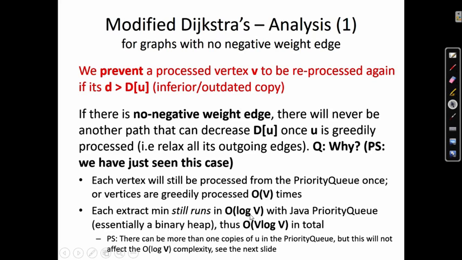Now you might say, hey, the priority queue does not just contain V items, unlike the original, because it can have multiple copies. So how can you guarantee that extract min is still big O of log V? You'll see in the next slide, it is still big O of log V.